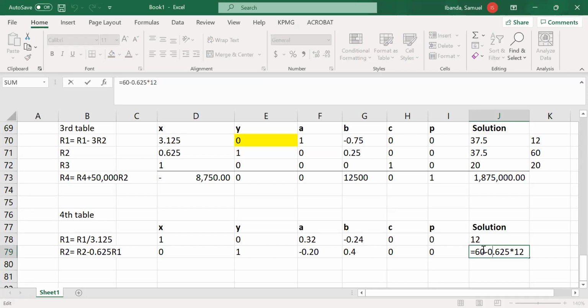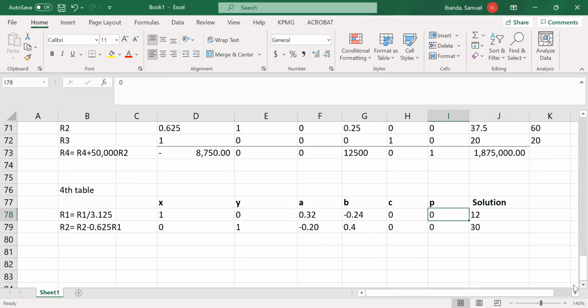60. It's not 60, sorry. I think I was trying to pick this information. It is this, so that does not confuse us. It is 37.5. That's what we have. And our R2 minus 0.625 times the 12. So it gives us 30. It gives us a 30. So let's try this.